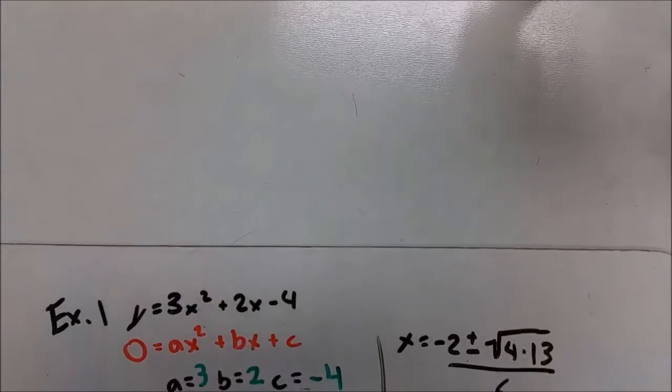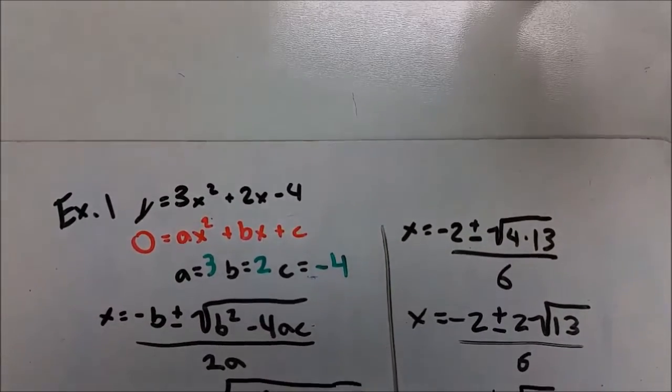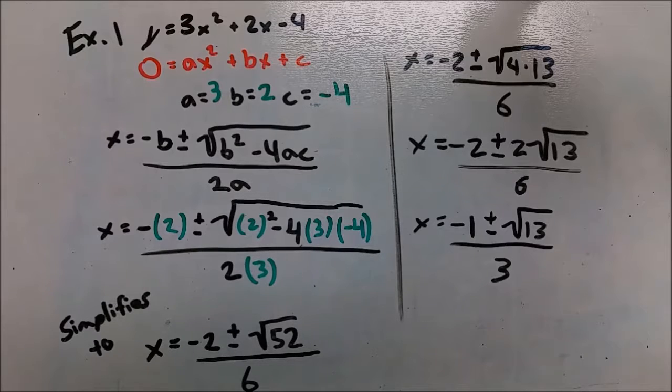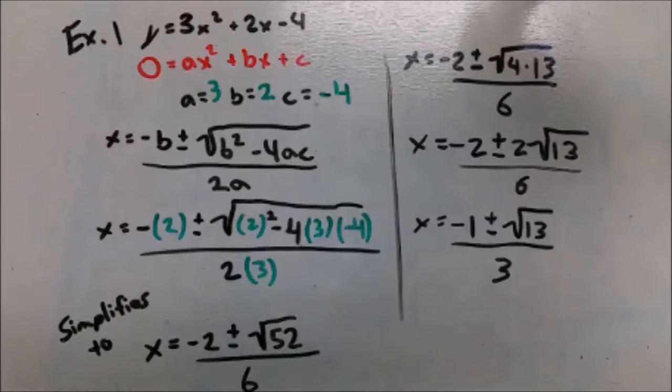Now let's try the problem we mentioned earlier. y is equal to 3x squared plus 2x minus 4. Since this is already in quadratic form, 0 is equal to ax squared plus bx plus c, we can set a equal to 3, b equal to 2, and c equal to negative 4. Now we put these numbers into the quadratic formula, x is equal to negative b plus minus square root of b squared minus 4ac over 2a, and simplify.